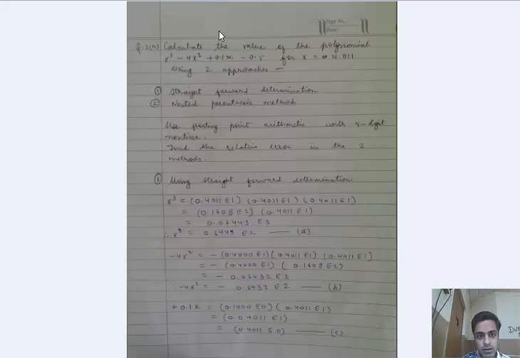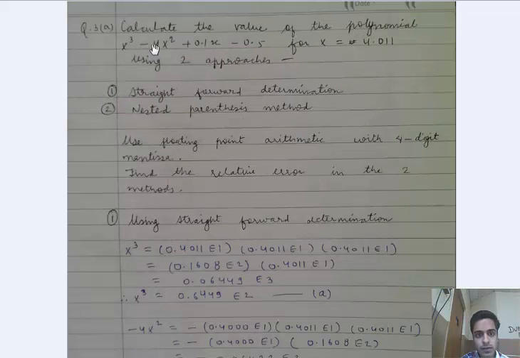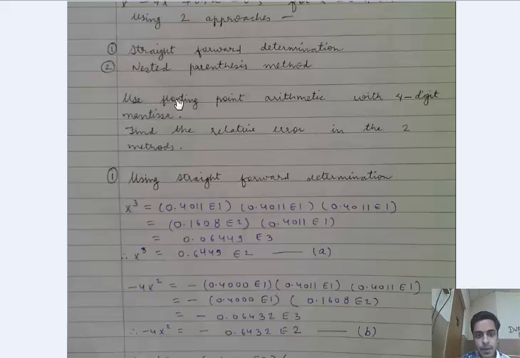Here I'm going to solve a question: calculate the value of the polynomial x cube minus 4x square plus 0.1x minus 0.5 for x equals 0.4011 using two approaches. First is straightforward determination and second is nested parenthesis method. Use floating point arithmetic with 4-digit mantissa. Find the relative error in the two methods.